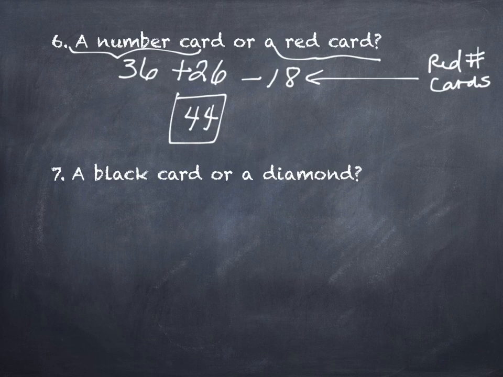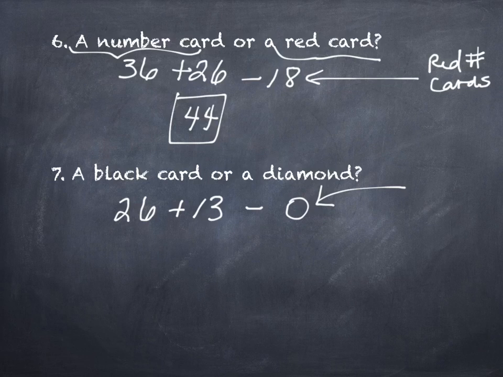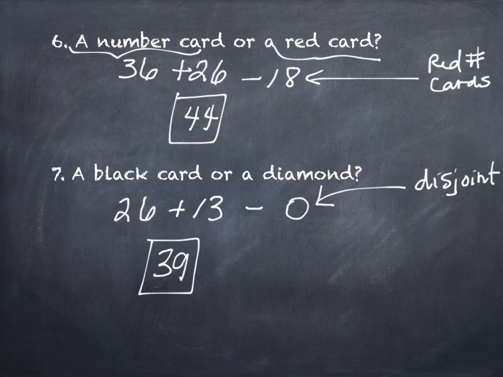All right, so how many black cards are there? 26. And how many diamonds are there? 13. And I'm going to put the 0 here just as a reminder to us. You don't need to put it or anything. But these are disjoint, which is causing that to be 0 or causing that to not be there at all, if you want to think about it that way. And 26 and 13 is 39. Okay, 39.